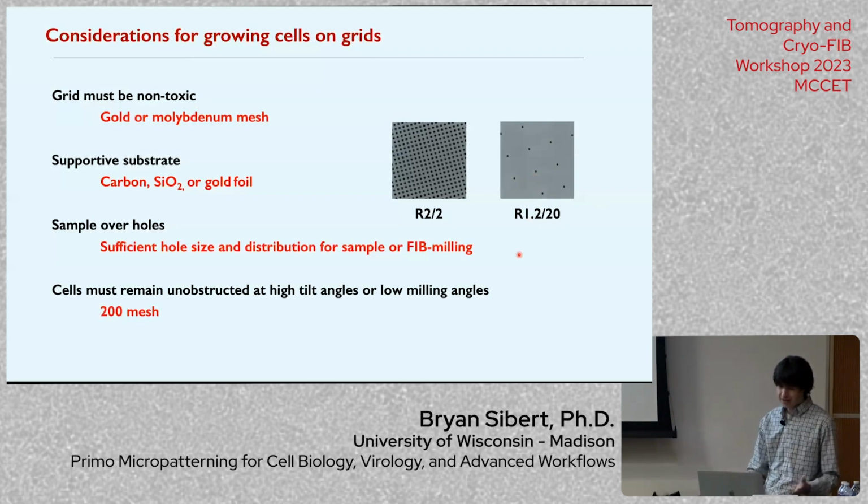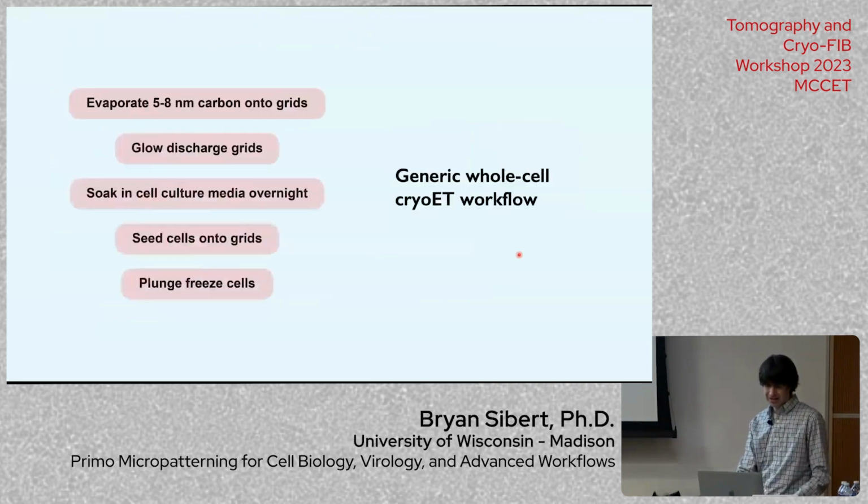And then finally, the cells must remain unobstructed at high tilts and low milling angles. So we recommend 200 mesh for everything. You can get away with 300. You might even be able to get one tomogram from a 400, but I would start at 200 personally always.